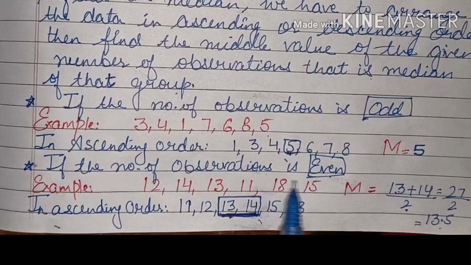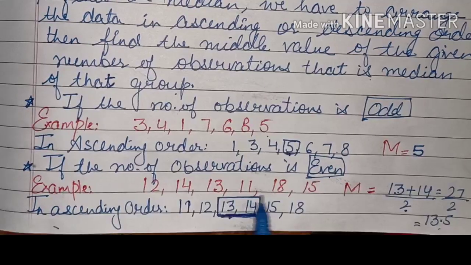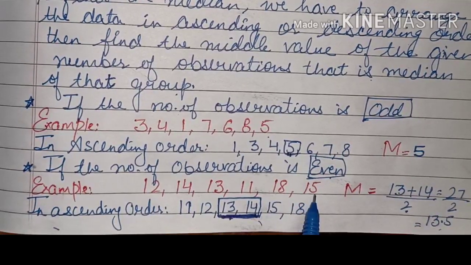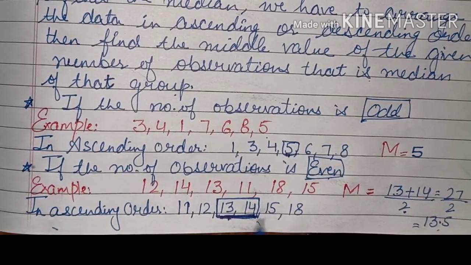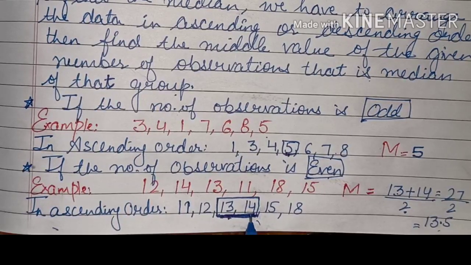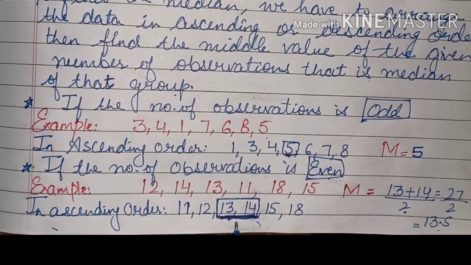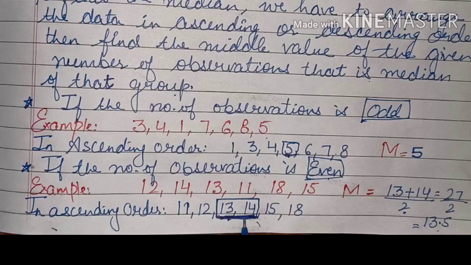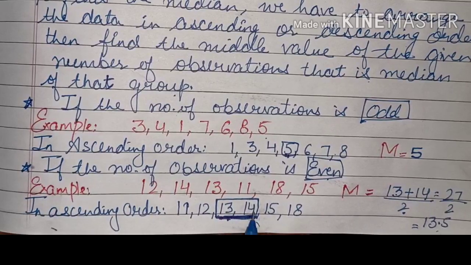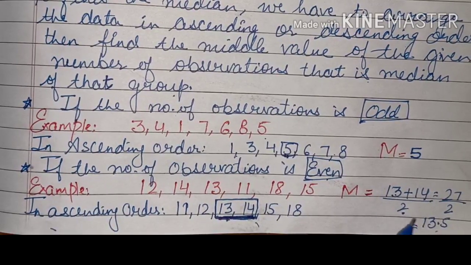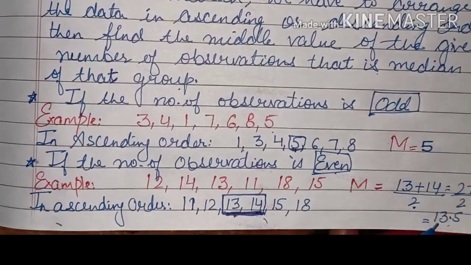Now, if the number of observations is even. In this example, 12, 14, 13, 11, 18, 15. There are 6 observations, which is even. First we will arrange in ascending order: 11, 12, 13, 14, 15 and 18. If we observe, there are 2 middle values, so we cannot find a single particular middle value. So what we have to do is find the average of these middle values. That means first we will add these two middle values and then divide by 2, which will be 27 upon 2. It is equal to 13.5. So 13.5 is the median.